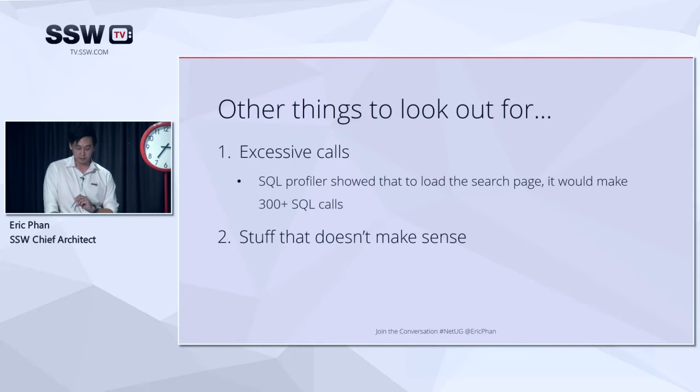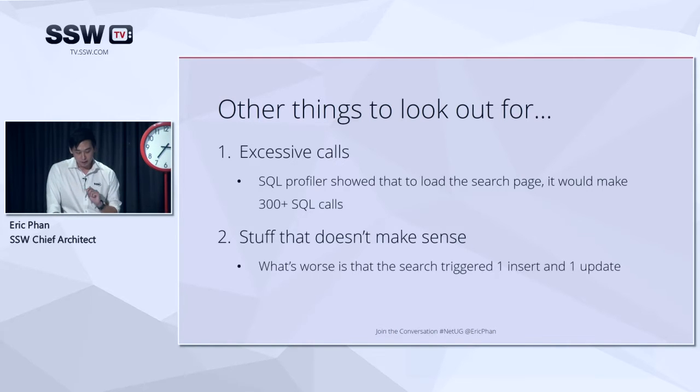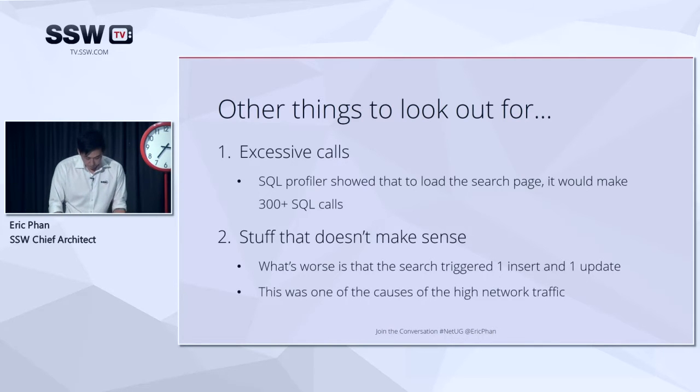You should also look out for stuff that doesn't make sense. So again, on this search page example, it actually triggered one insert and one update whenever someone did a search. And that actually makes no sense at all. You're doing a search, you should just be querying the database for results. Potentially, it might be trying to do something smart, like adding the search term to some sort of cache so that the next time a user hits that, it can just grab that cache data, maybe. But there are better ways of doing that. Basically, anything that you can get away with being read-only, you should. Yeah, so basically this stuff was the cause of our bandwidth issues early on when we were running the load tests.